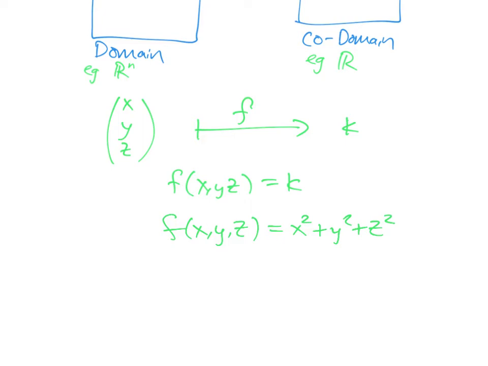Really, a function is just the pairings, the bag of all the pairings between x, y, z, and k. All of the mappings between everything in the domain, all those triples, and what they're connected to in your codomain. That bag of connections is a function. All right, so the next concept we're going to talk about are derivatives.